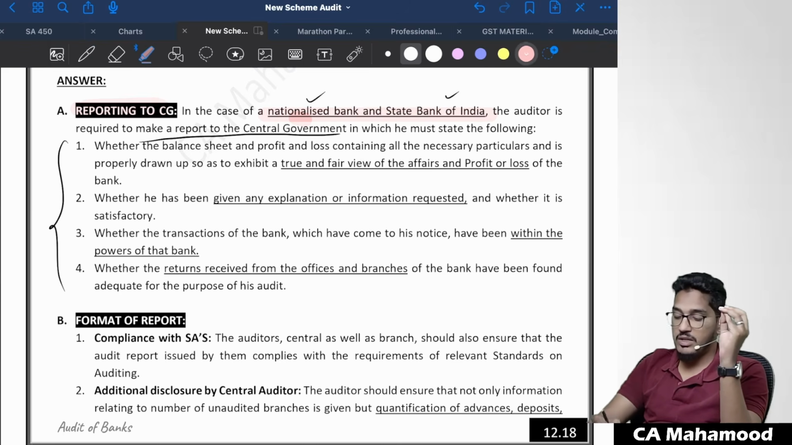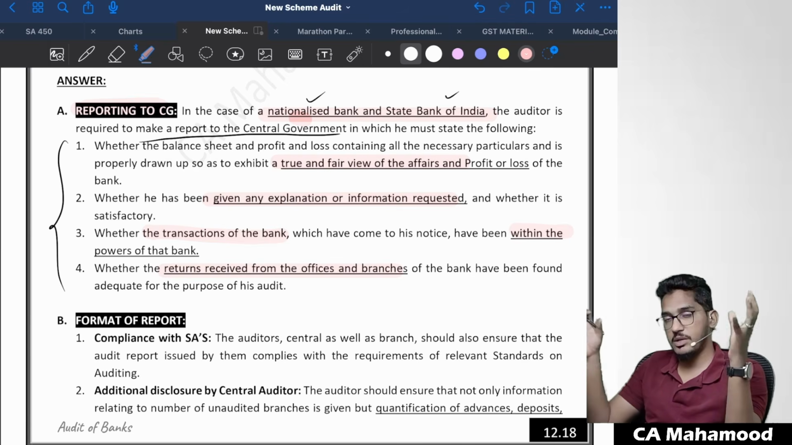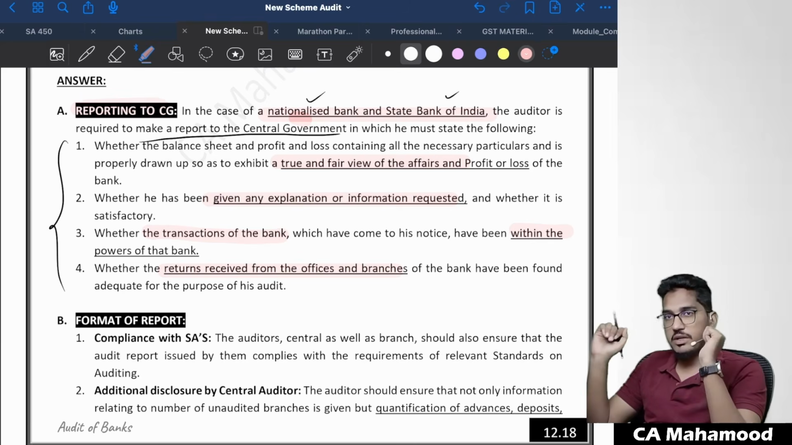What are they? Number one, whether the balance sheet and P&L and all the necessary particulars are properly drawn up and exhibit a true and fair view. Simply, whether the financial statements are giving a true and fair view or not, you have to give a comment. Next, whether he got all the information and explanation required, you have to comment. Whatever transactions the bank has done, whether they are within the powers of the bank, that the bank did not do any transaction going beyond its powers. And whether you have received all the returns from the offices and branches and found them adequate for the purposes of your audit. Did you receive all the returns and reports from the branches, and are they adequate for expressing the opinion on the entire company?